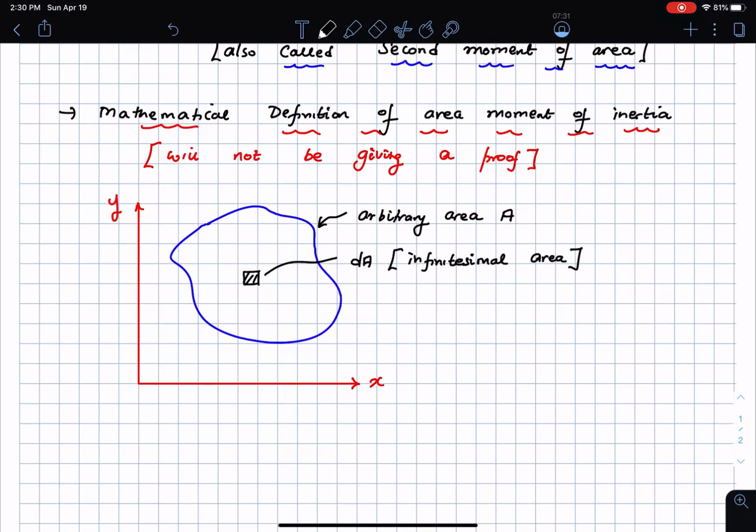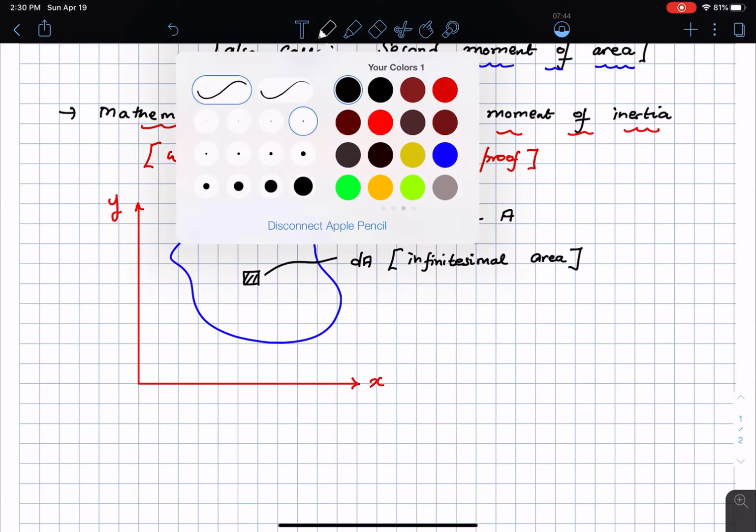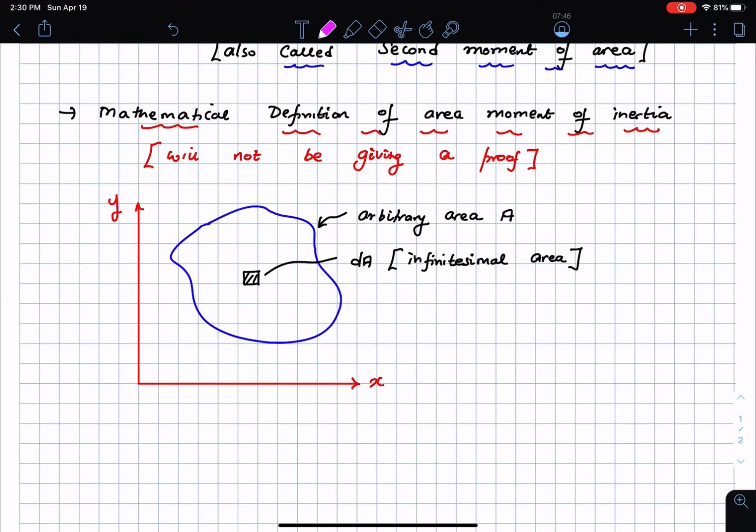Okay, this dA, let's say, is almost equivalent to a point now, and let's say that this is at a distance of y from the x-axis and x from the y-axis. So here are the distances. I'm going to mark them here. This distance is given to me as little x, and this distance here is given to me as little y.